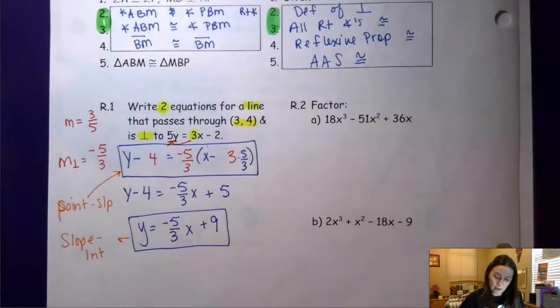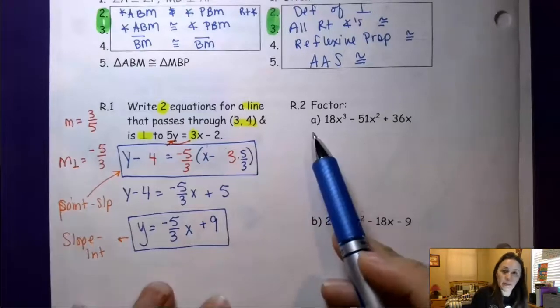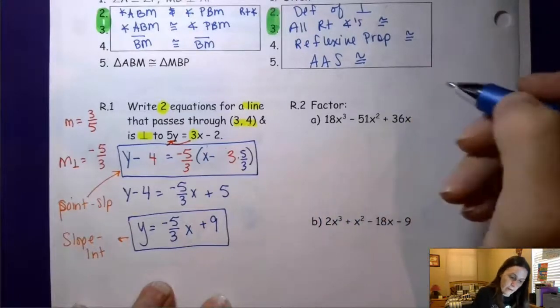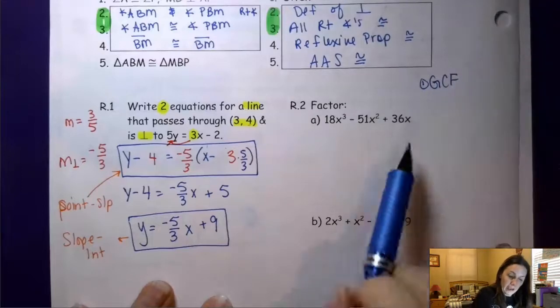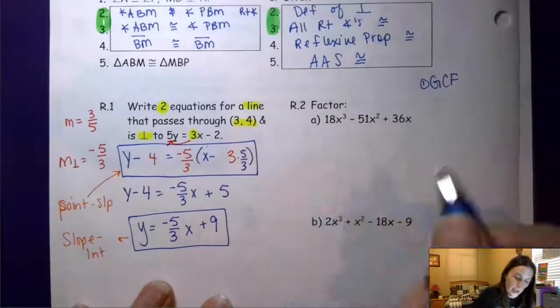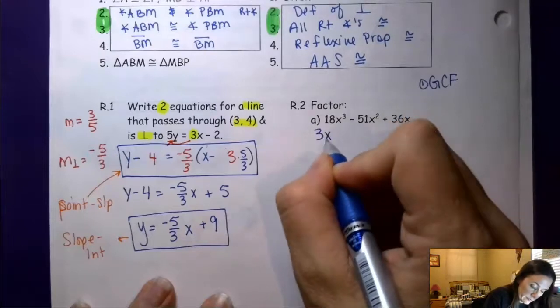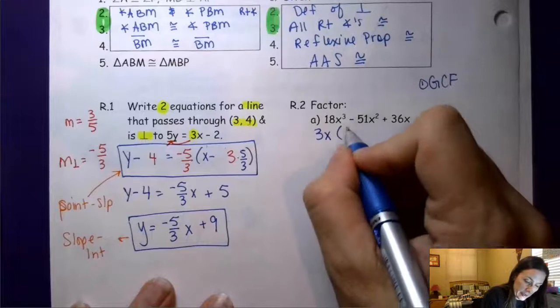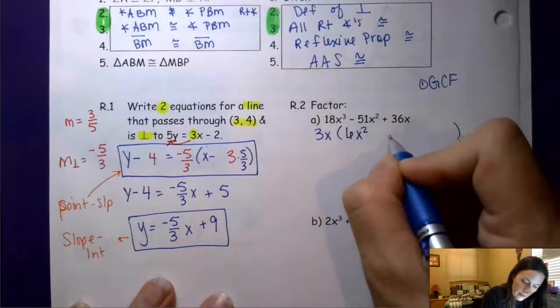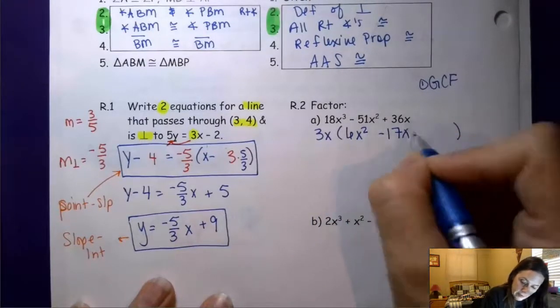Okay, here we want to factor some problems. The first thing you kind of want to look for every time is if there is a GCF, or a greatest common factor. I can factor out a 3x here first. Once I factor out a 3x, I'm left with 6x squared minus 17x plus 12.